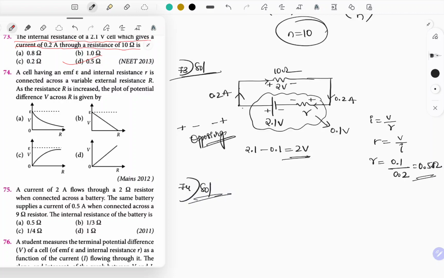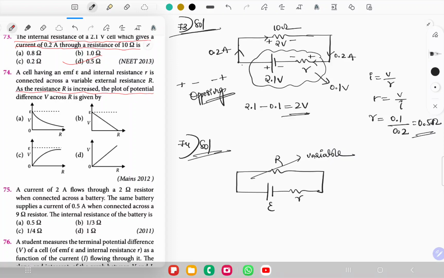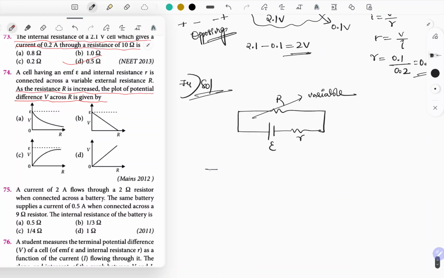A cell having EMF E and internal resistance r is connected across a variable resistor capital R. Okay. EMF, internal resistance, connected across a variable resistor capital R. This is a variable resistor. That's what they have given in the question itself. As the resistance R is increased, the plot of potential difference V across capital R is given by. So I have to find out the voltage across capital R, right?